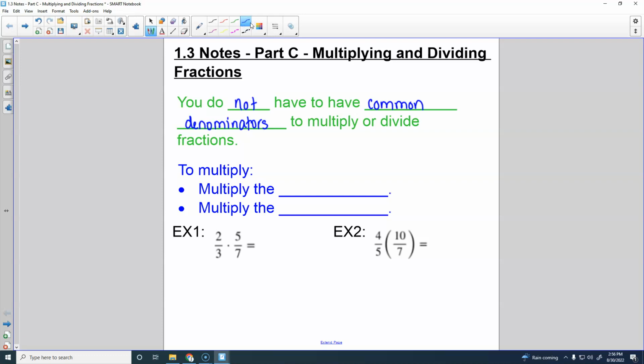So you do not have to have common denominators. To add or subtract, which we're going to talk about tomorrow more because it's harder, you have to have common denominators. So you cannot add 1/2 and 3/4 together unless you do some work first. You can multiply 1/2 and 3/4 together. So to multiply, you just multiply straight across. Multiply the numerators and multiply the denominators.